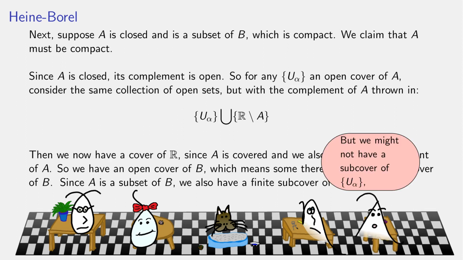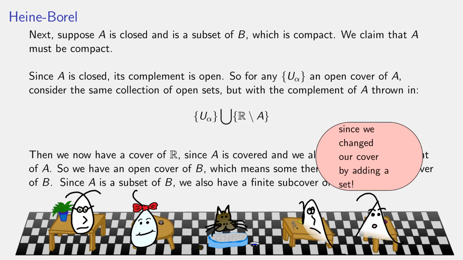But we do have a problem. I wanted to show that any open cover of A has a finite subcover of A. But we did this weird intermediate step where, instead of looking at the original open cover of A, I threw in one extra open set, R minus A. So I found a finite subcover from that collection, which might include R minus A, in which case it wasn't a subcover of the original collection. It was a subcover of our modified collection. So we might not have a subcover drawn from the original U alphas, because we did in fact change our collection by adding one extra open set. We will resolve this issue, don't worry.